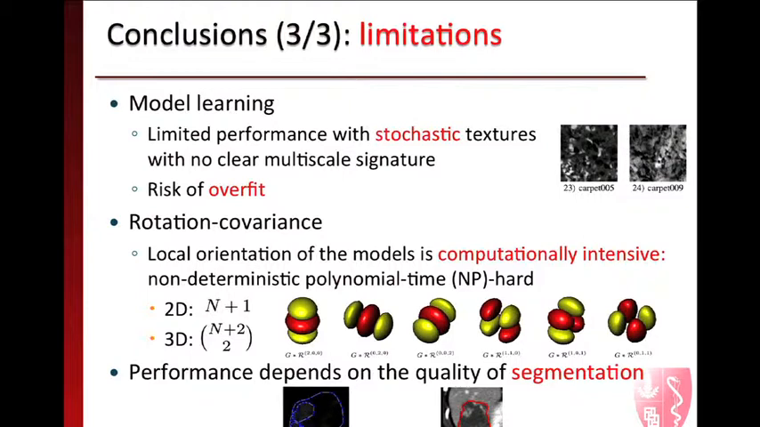Then the rotation covariance also comes with a computational price, because for each pixel or voxel of the image, we need to solve a polynomial of degree n+1 in 2D, and a binomial coefficient in 3D. So in 3D, for example, just for an order of 2, you need to ask all of these 6 guys what they think about the orientation. So that's pretty computationally intensive.